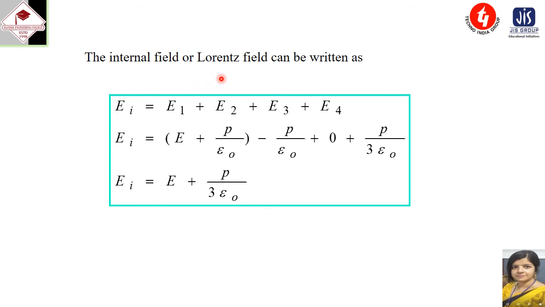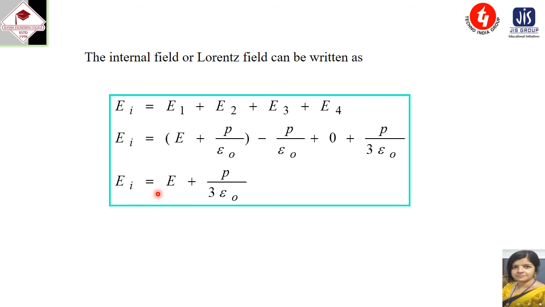The internal field or Lorentz field can be written as the sum of all of these: E_i equals E1 plus E2 plus E3 plus E4. Putting in the values of E1, E2, E3 and E4, E1 equals E plus P by epsilon 0, E2 equals minus P by epsilon 0, E3 is 0, and E4 is P by 3 epsilon 0.